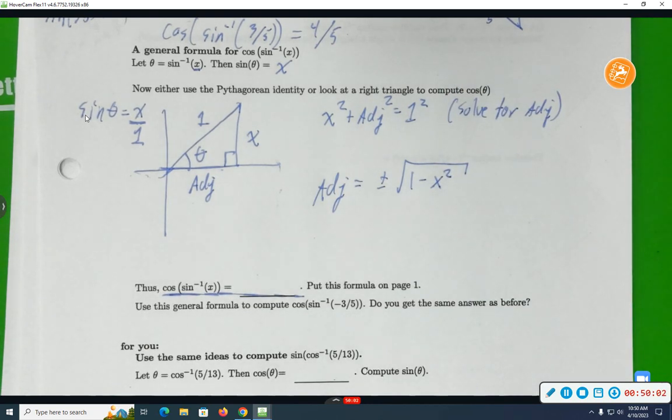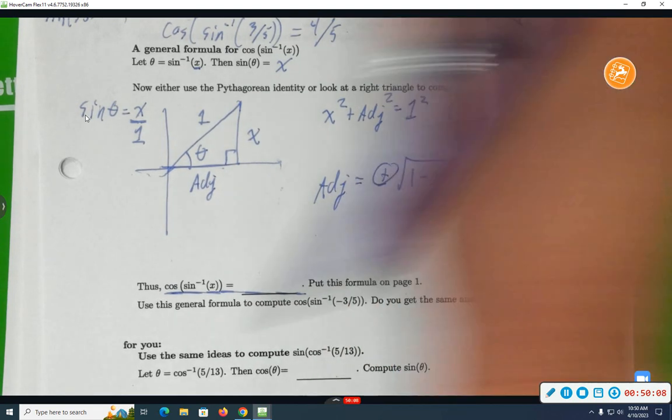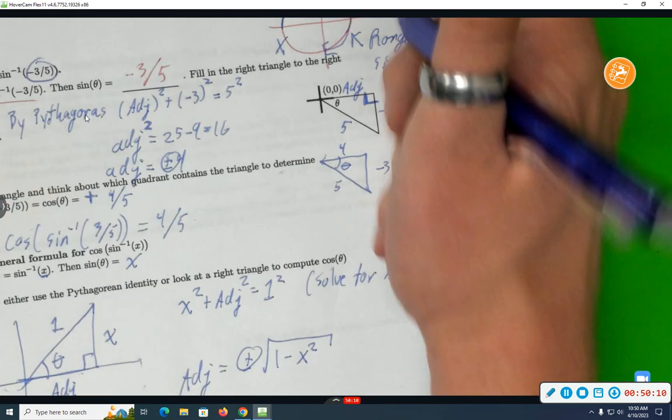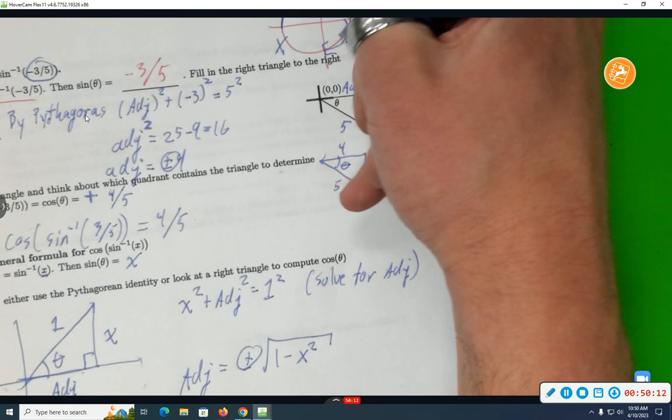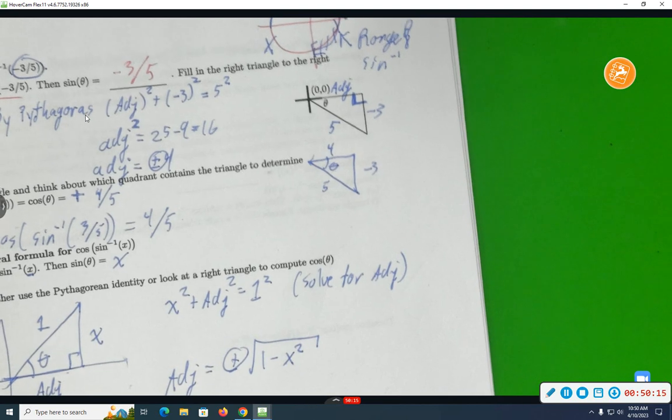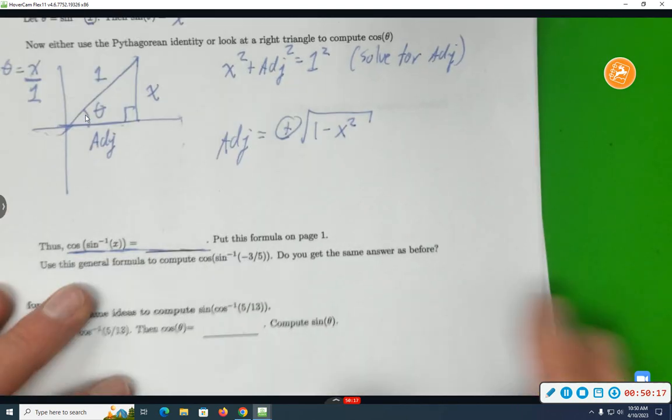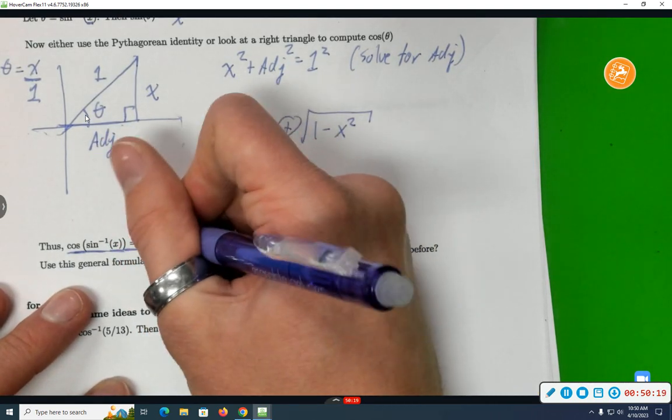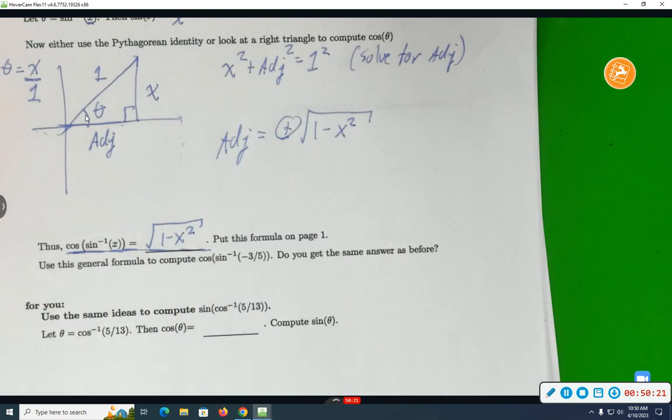Should it be plus or should it be minus? Plus. One way of seeing that is in the range of inverse sine, is cosine positive or negative? Positive. So you get a general formula for the cosine of the inverse sine is the square root of 1 minus x squared.